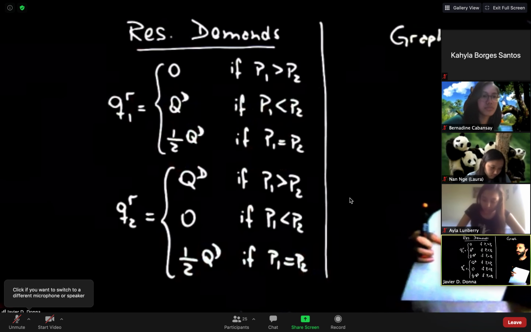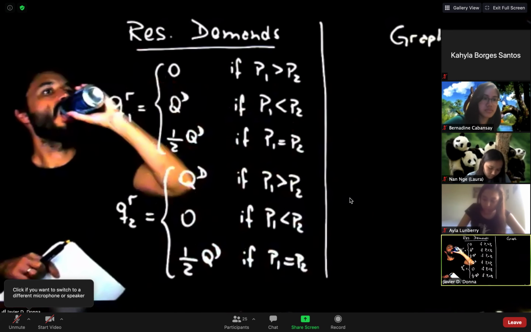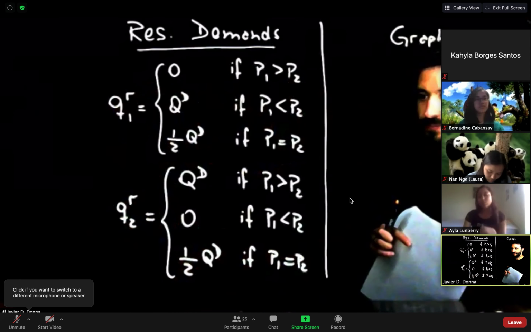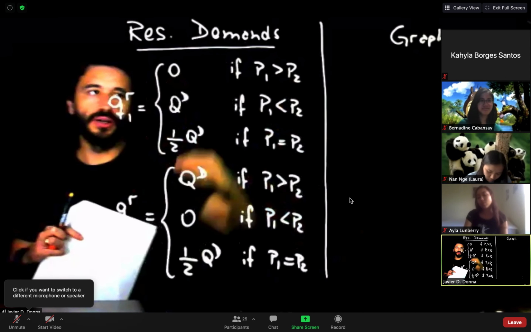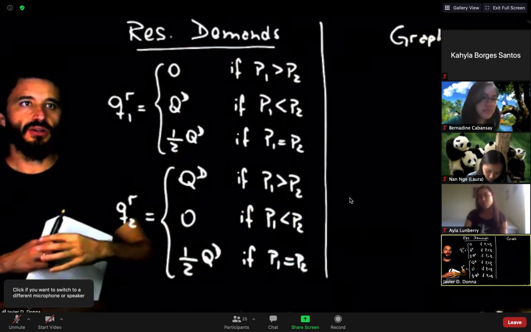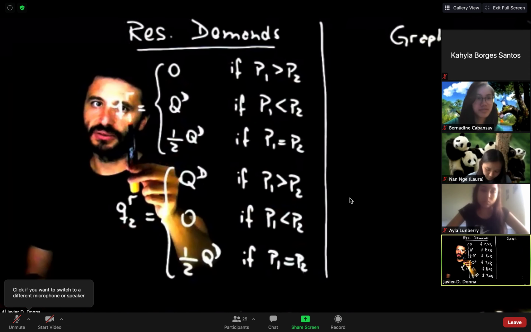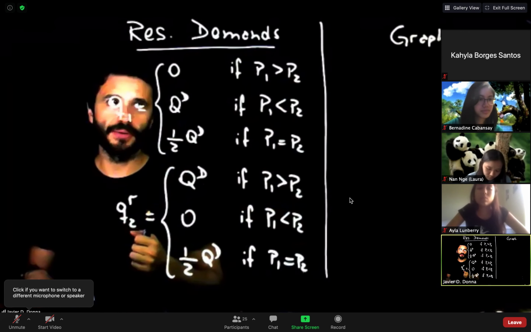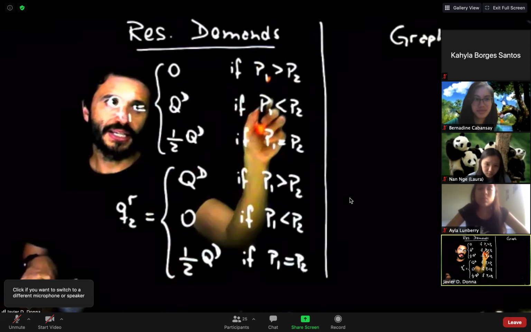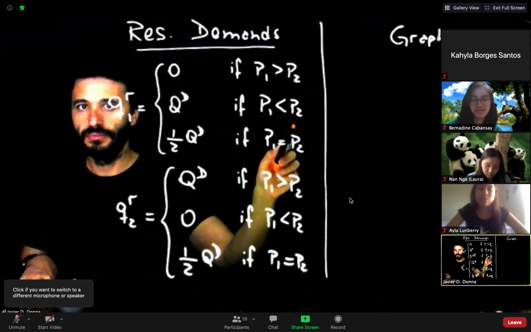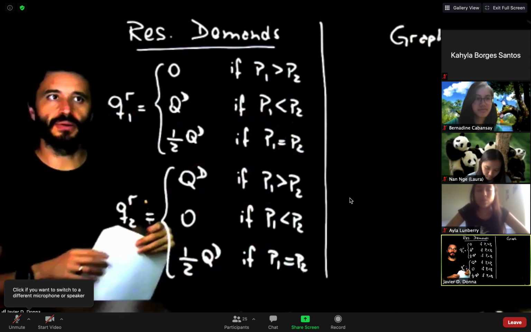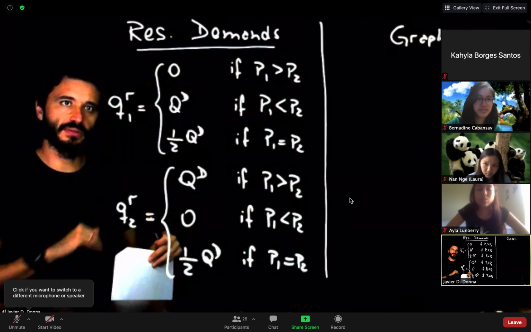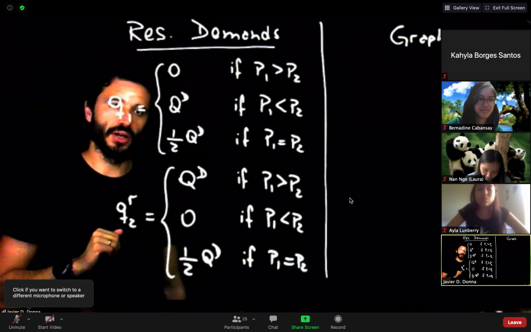So there we have the two residual demands. And you can see quite clearly that there's a discontinuity. What do I mean by a discontinuity? Depending on whether the price charged by the firm that we are analyzing, here the residual demand from firm 1, thinking from the perspective of firm 1, is above or below P2, the residual demand looks very different. It's 0 or it's the total demand. So there's a discontinuity. It's not going to be smooth as it was in the case of the Cournot model.